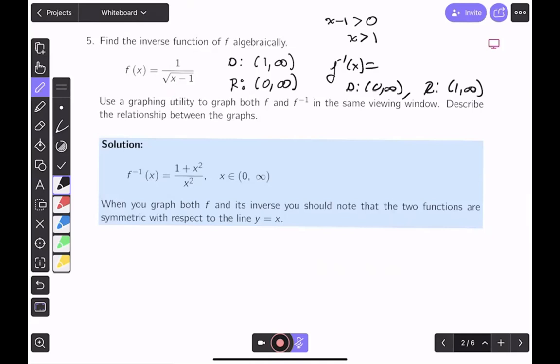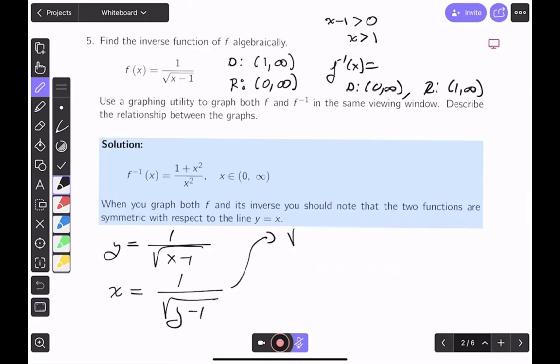All right. Might be difficult. Well, let's write this down. So what do you get? y equals, I'm replacing f with y, 1 over the root of x minus 1. What's the next step? Interchange x and y. What's my next step? I guess try to solve for y, right? So I'll go over here.